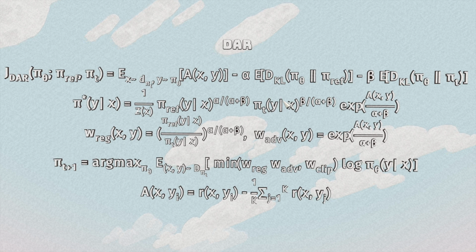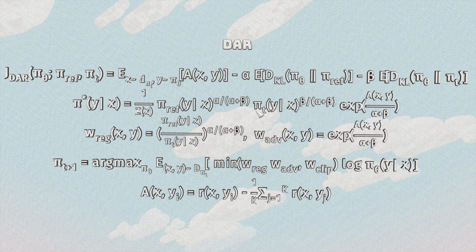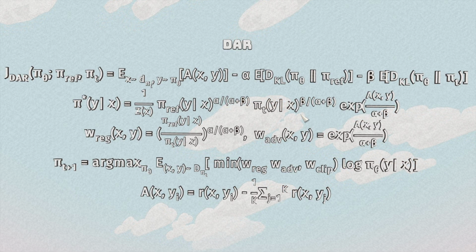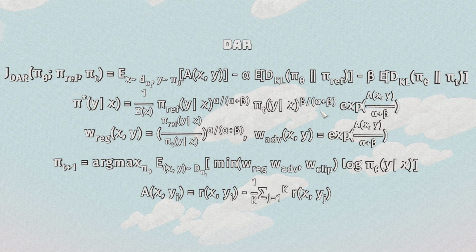Solving the Lagrangian under both KL constraints gives an optimum that interpolates the two reference distributions before tilting by reward. The exponent alpha over alpha plus beta sets how much we trust the reference, and beta over alpha plus beta sets how on-policy we are. Alpha plus beta acts as a unified temperature on the advantage. The two AWR-type weights factor out cleanly into a regularization weight and an advantage weight.